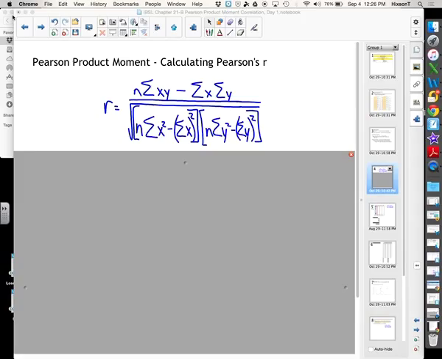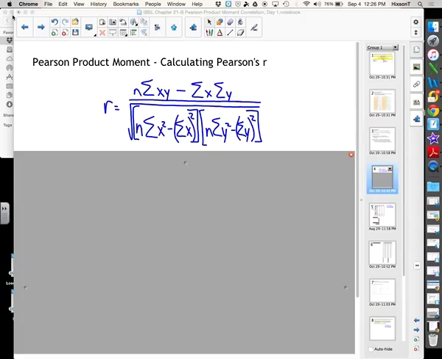It's n times the sum of the x squares minus the sum of the x's squared. Be careful with your squares here. Times n times the sum of the y squares minus the sum of the y's squared. Okay?